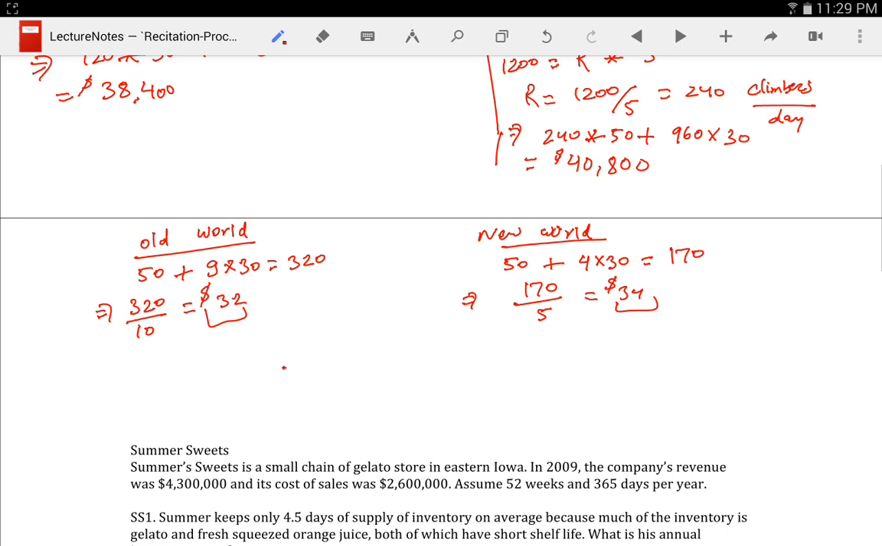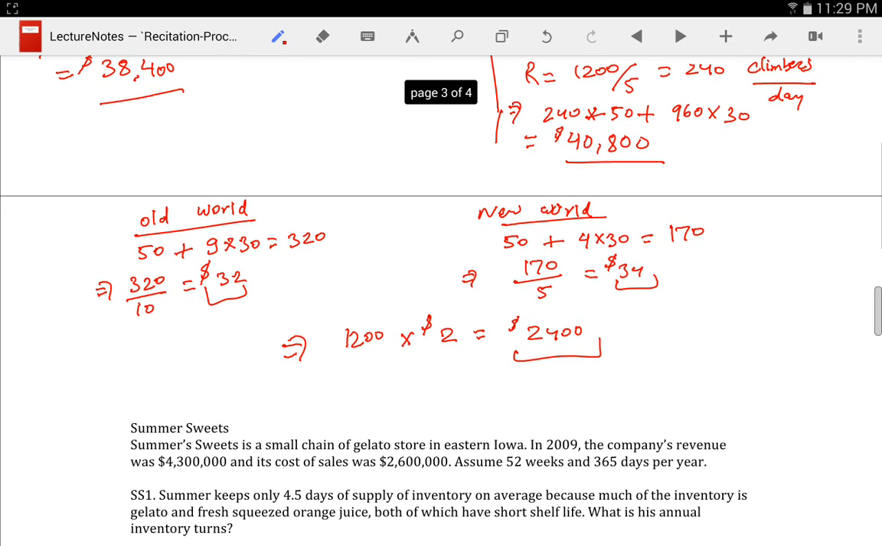But there are 1,200 average climbers. 1,200 multiplied by this difference of $2, that is $2,400. The same answer we got here. 40,800 minus 38,400 is 2,400. Here also the gap is $2,400. So in the new world, the town makes $2,400 more.